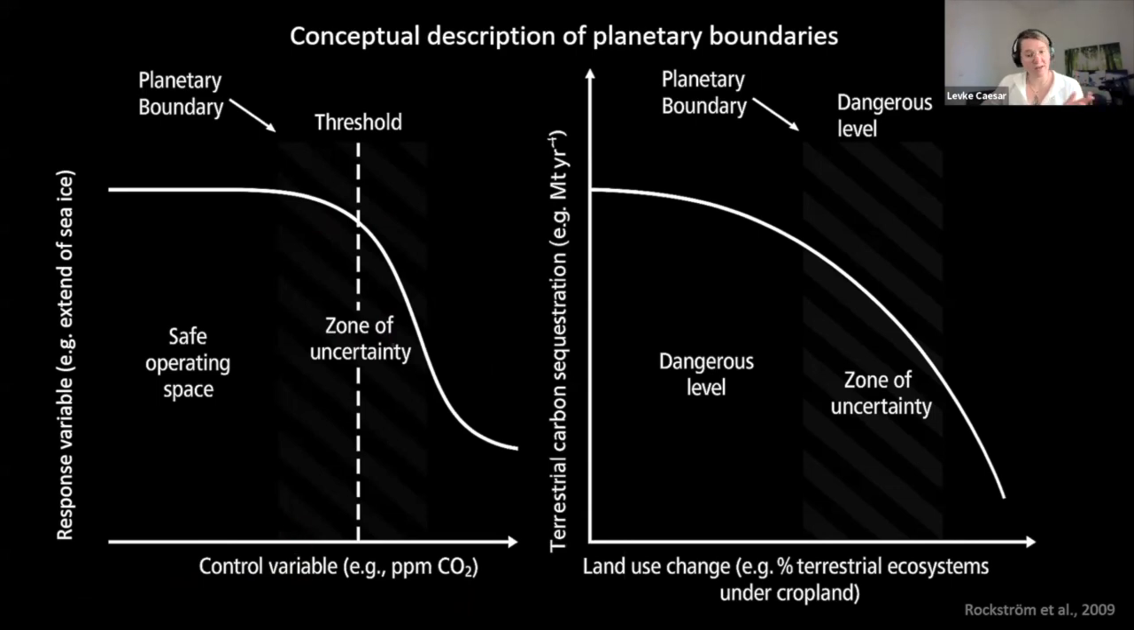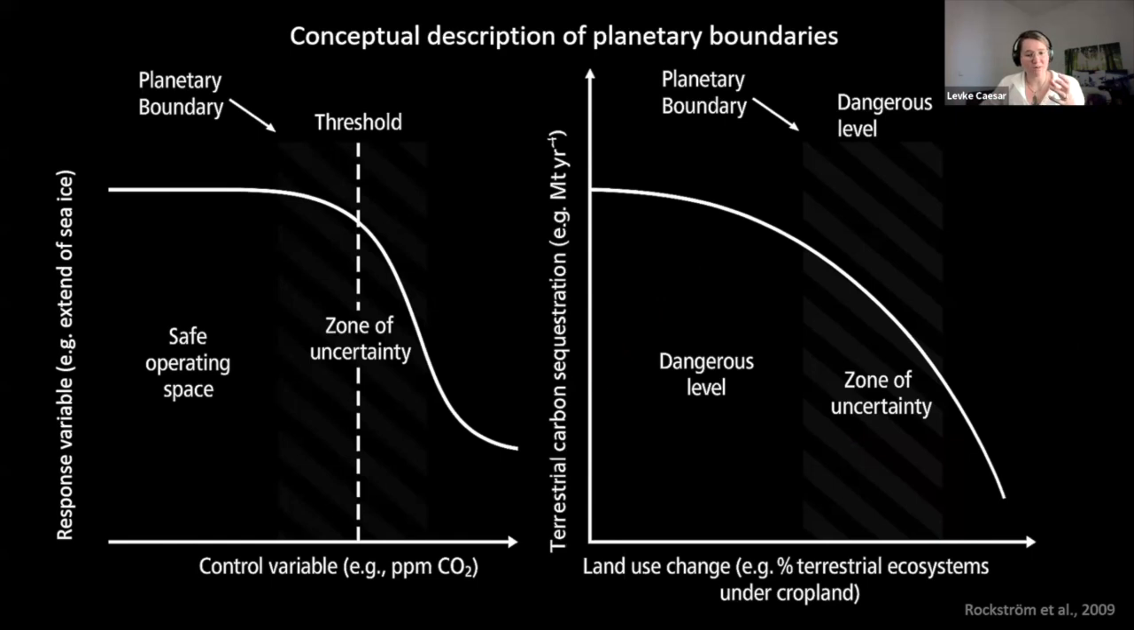In contrast to that, other processes, like for example land use change, so basically how we change the land of the planet, whether it's forests, grassland, cities, and so on, shown here on the right-hand side, do not have those clear global tipping points. But what we see is that changes in them can lead to gradual degradation of ecological functions. In this case, it would be carbon storage or biodiversity.